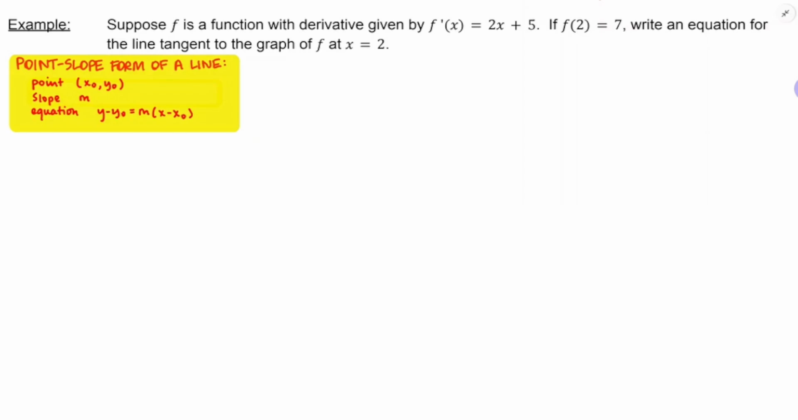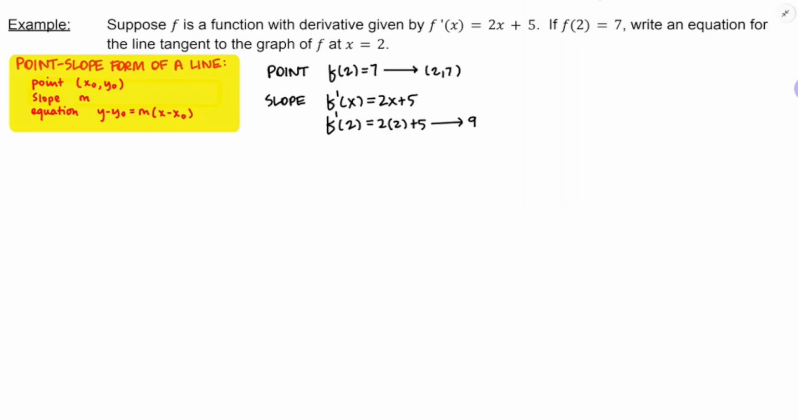So in our case, we've got the ingredients we need. We're going to start with the idea of let's find a point. They tell us that f of 2 equals 7. That means that the point (2, 7) is on the graph of f. For the slope, I've got a formula for the derivative, and that's what the derivative tells me. It tells me about the slope of f. f prime of x equals 2x plus 5. If I plug in x equals 2, I'm going to get f prime of 2, the slope at 2, is equal to 4 plus 5, which is equal to 9.